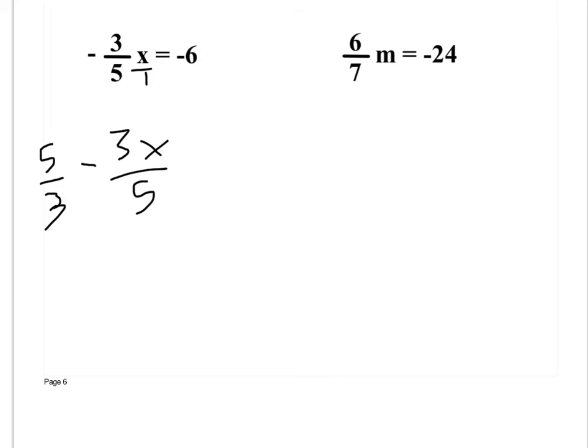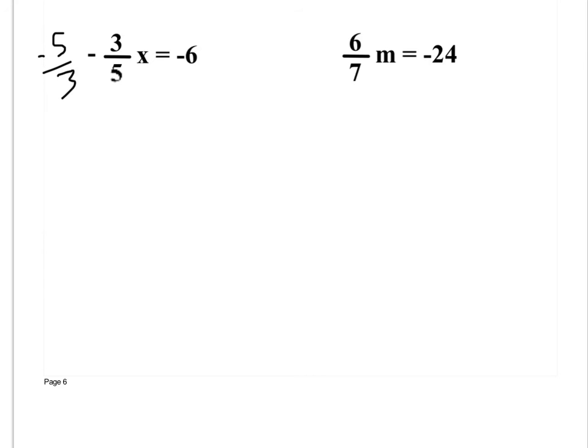Does anyone know what this is right here? What this is called? This is what we call the reciprocal or inverse. Remember, we can't divide a fraction. So instead what we do is we multiply by the inverse. You remember that? So what we're going to do is we're going to times by -5/3 because they will cancel each other out. The 3 will cancel out. The 5 will cancel out. We're left with x.